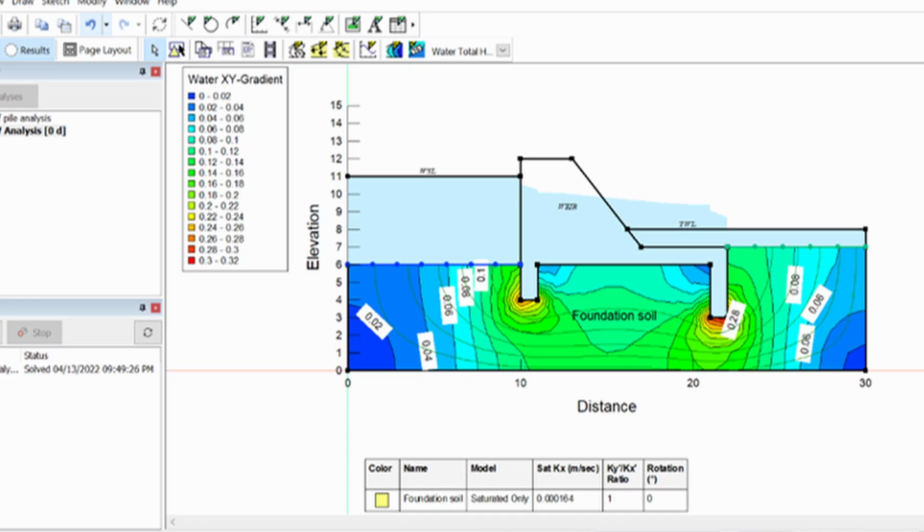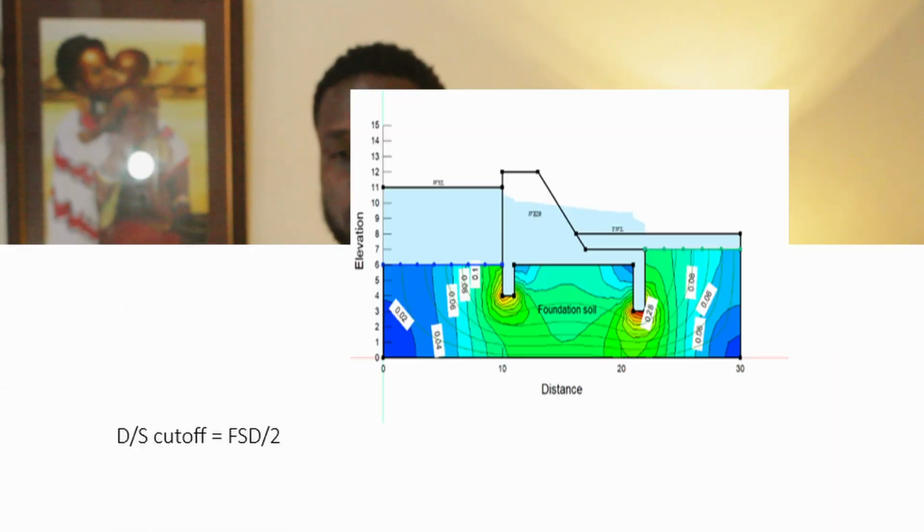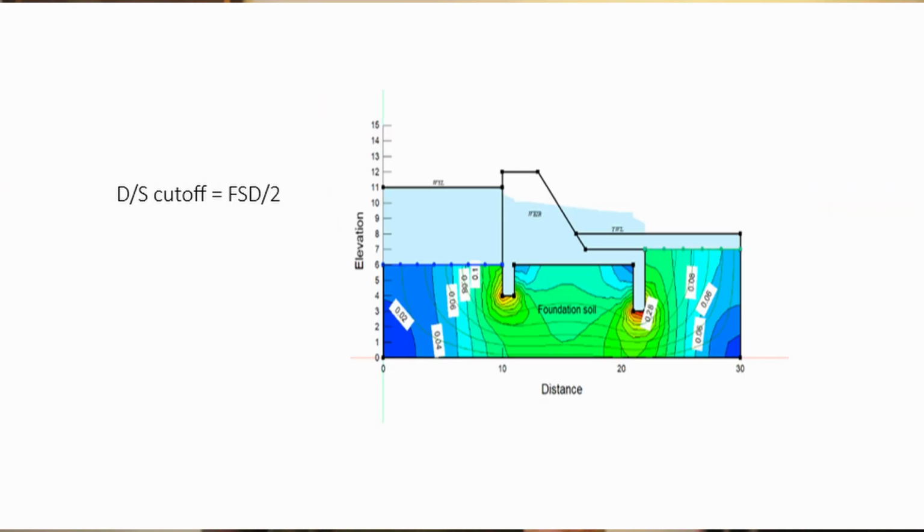In hydraulic structures like a dam or spillway, cut-off walls can be put both upstream and downstream, and sometimes they can also be put in the middle of the structure. The basic rule of design of these cut-off walls is that the depth of the cut-off wall upstream equals the full supply depth at the upstream side divided by 3. Then at the downstream side, it is the full supply depth at the downstream side divided by 2.